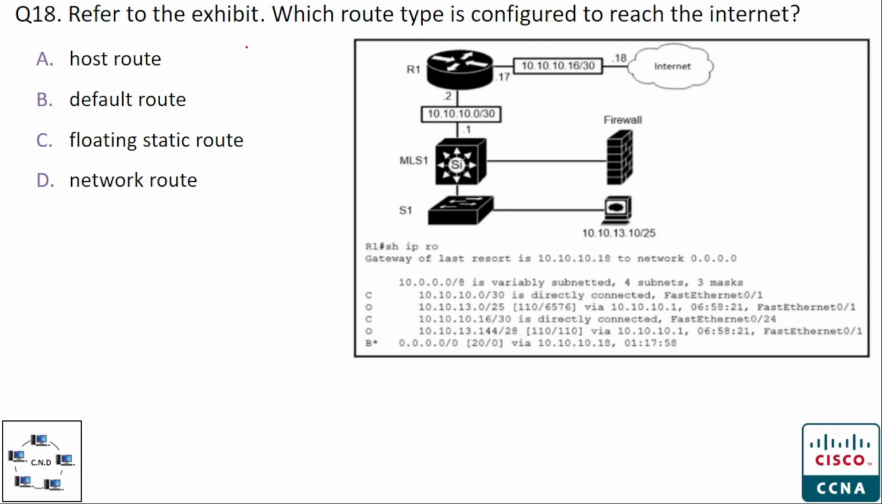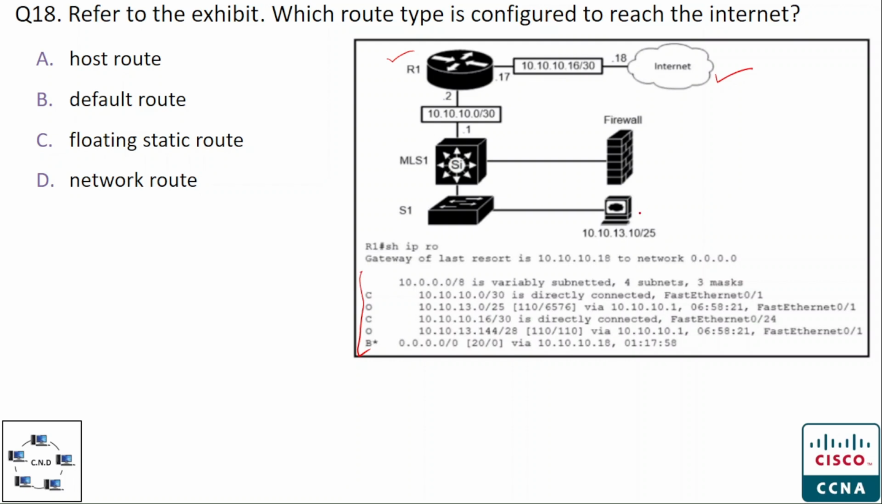Question number 18. Refer to the exhibit. Which route type is configured to reach the internet? So this is the exhibit. We have this switch 1. This is another switch. This is the router. So we have been asked which route is configured on this router R1. This is the routing table of R1 to reach the internet. What is the route type that is configured here to reach the internet?